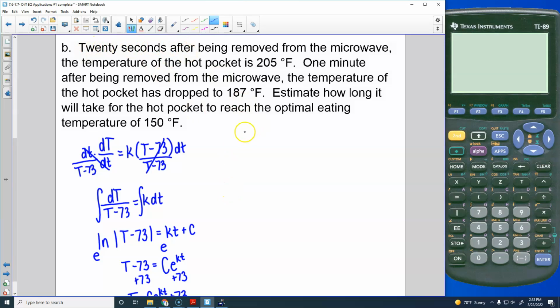This 20 seconds, let's actually let it be our t equals 0. And capital T is going to be 205 at that point. But that means this 1 minute, we need it to be 40 seconds. So if we're going to let our 20 seconds be our 0 seconds, then we have to make that 1 minute actually 40 seconds there. We're basically just scaling it back here. You're just starting it from 20 seconds later.